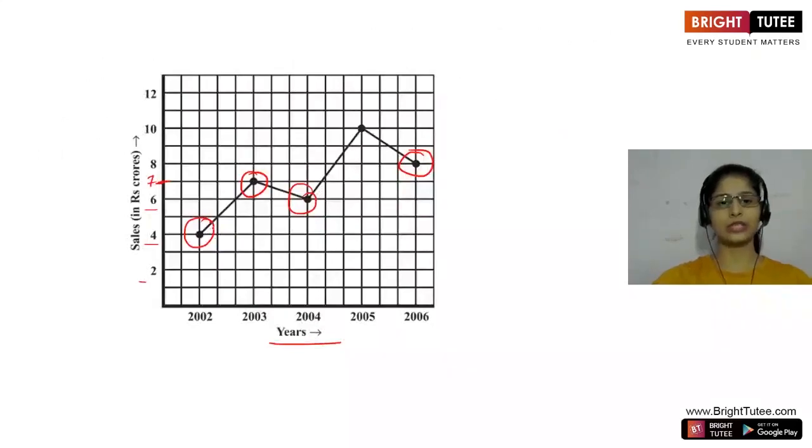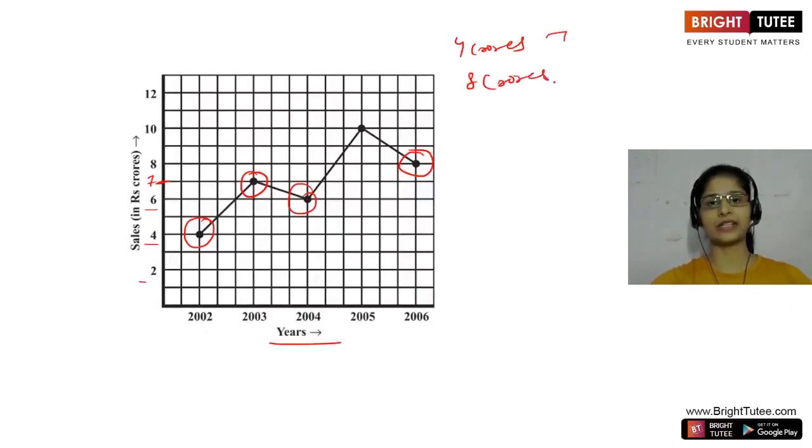Moving ahead with another question, they are asking compute the difference between the sales in 2002 and 2006. So in 2002 the sales is 4 crores, and in 2006 it is 8 crores. So what is the difference? The difference is of 4 crores.